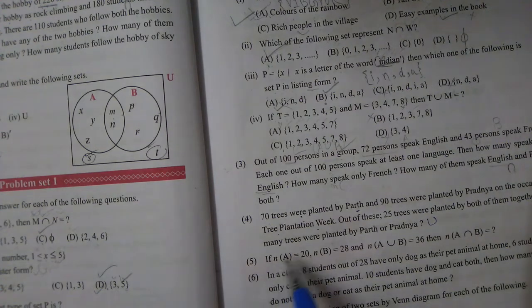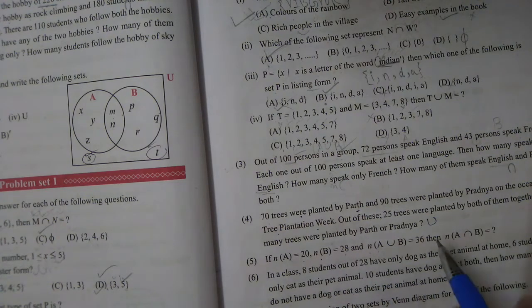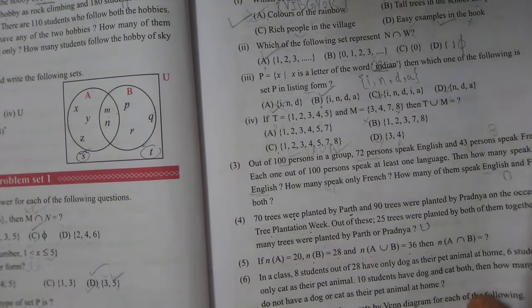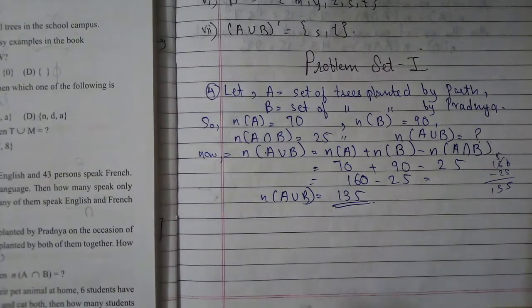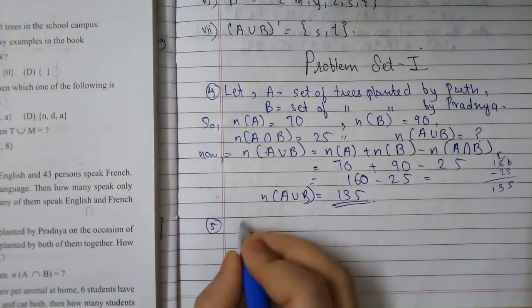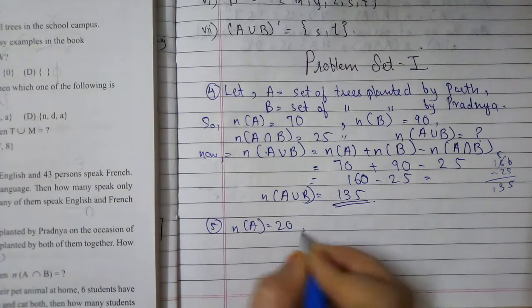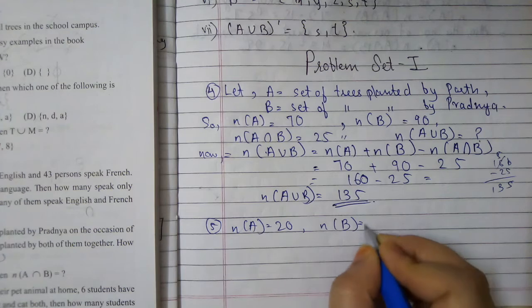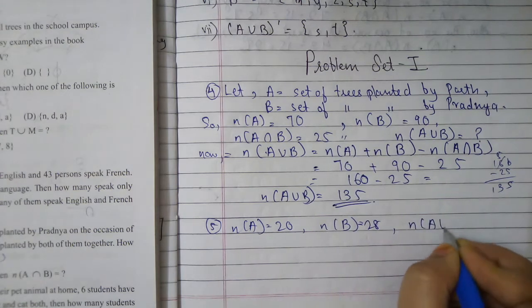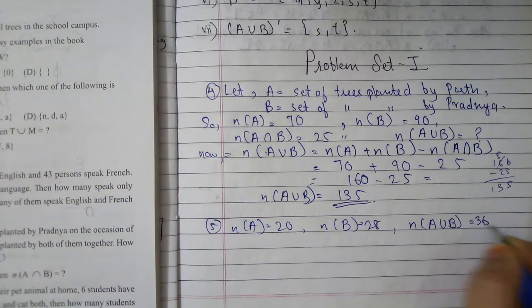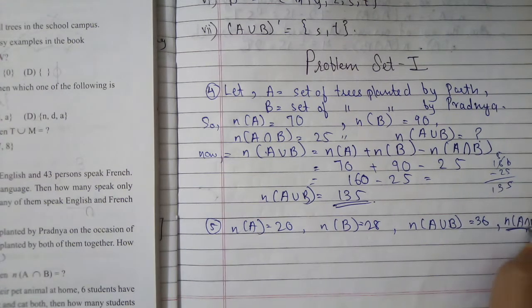Question number 5 is: if n of A is equal to 20, n of B is equal to 28, and n of A union B is equal to 36, then find n of A intersection B. This is so simple. Just now we have solved it, right? So here n of A is 20, n of B is 28, n of A union B is 36, and we have to calculate n of A intersection B.